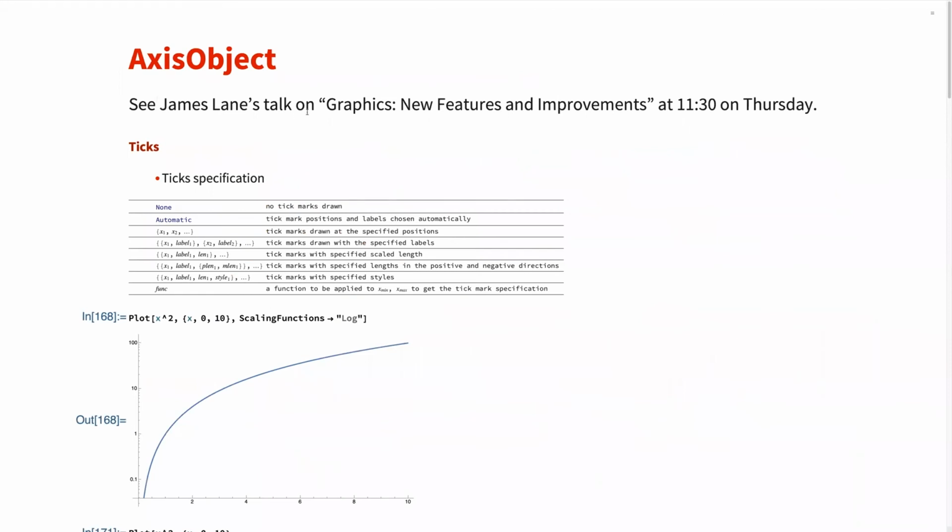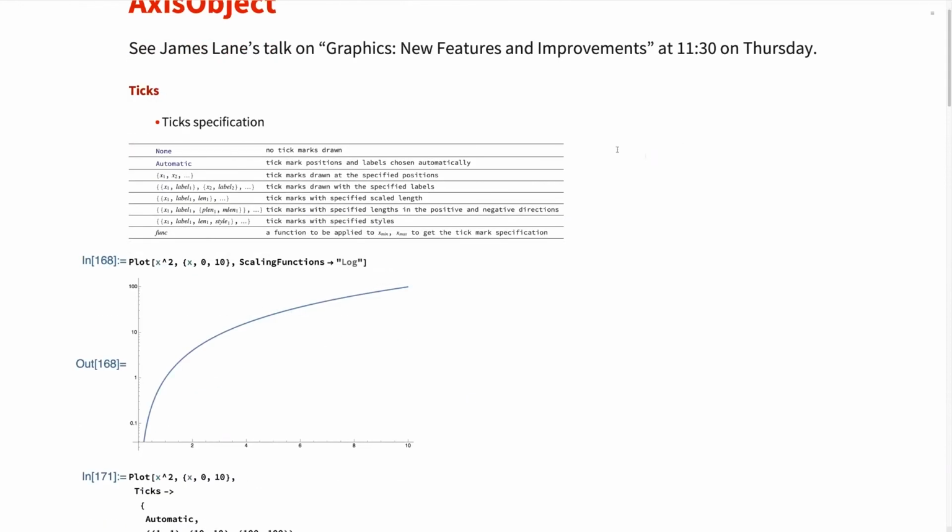Next, I'm going to talk about the axis object. So the axis object is introduced in version 13. And for the details, please see James' talk on the graphics new features and improvements. That will be tomorrow, 11:30. So to be able to fully appreciate the axis object, I have to torture you with the ticks, which is the system ticks, if you haven't used it before.